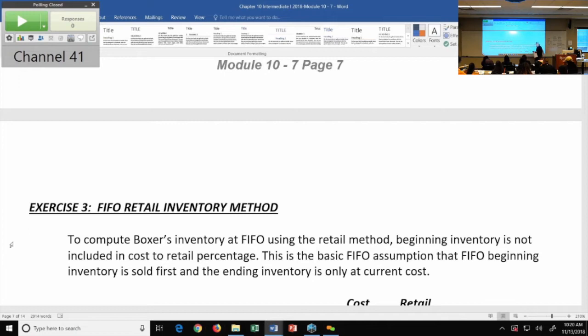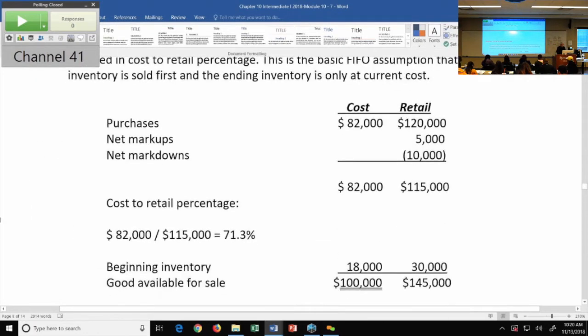So therefore, what's the most relevant information to put in the ratio? Current cost. So what FIFO does in the ratio, it excludes the beginning inventory. So it only includes current costs. And if that explanation doesn't resonate, think of what you know about FIFO. FIFO is current or replacement cost, so therefore your ratio should only include current costs. So the ratio only includes the current cost, and therefore the ratio in this case is 71.3.